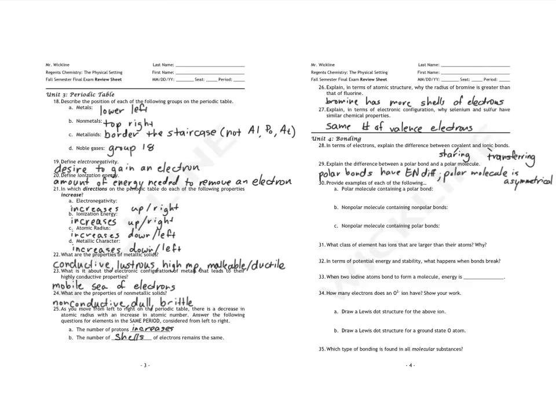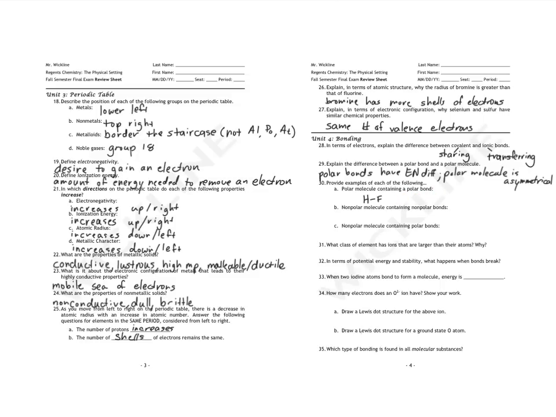So let's think of some examples. For instance, how about a polar molecule that contains a polar bond? An example there could be HF. The molecule itself would be polar because it's asymmetrical, and the bond between the H and the F, right here, would be polar because the fluorine, with its larger electronegativity, would pull the electrons to this side of the molecule.